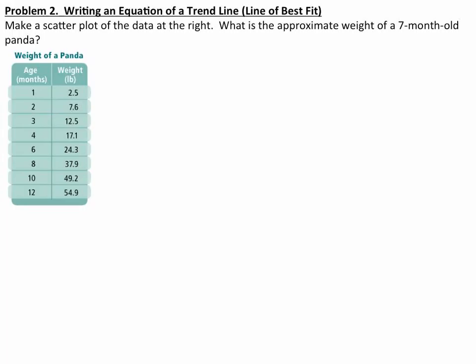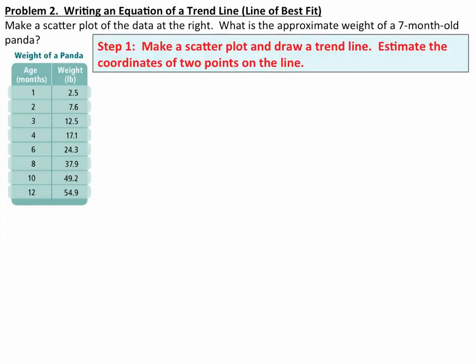All right, so here's number 2. Make a scatter plot. What is the approximate weight of a 7-month-old panda? That's something I've always wanted to know. So I've got a table there on the left. First thing I'm going to do is make a scatter plot, draw a trend line, and estimate the coordinates of 2 points on the line.